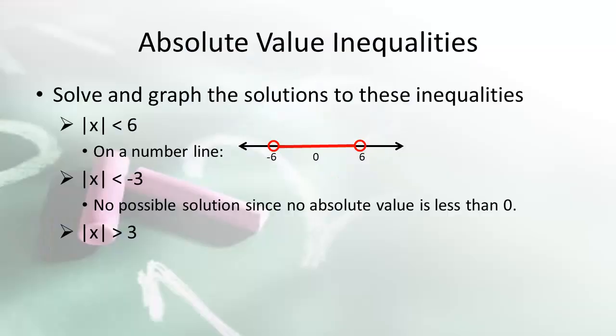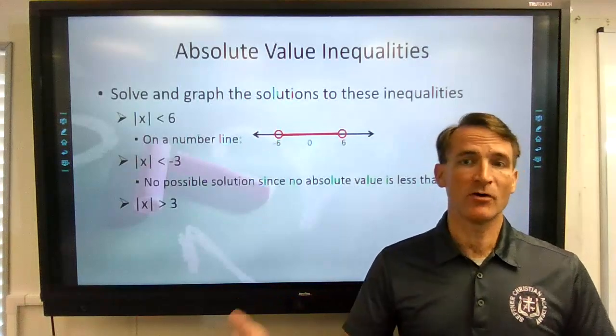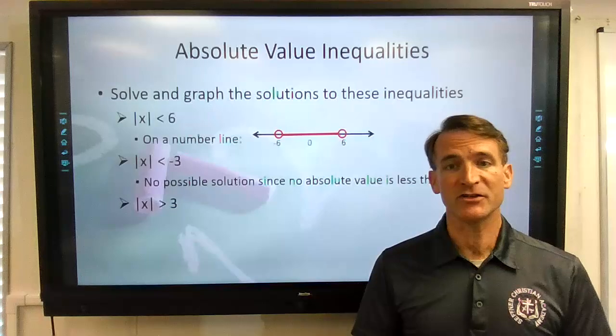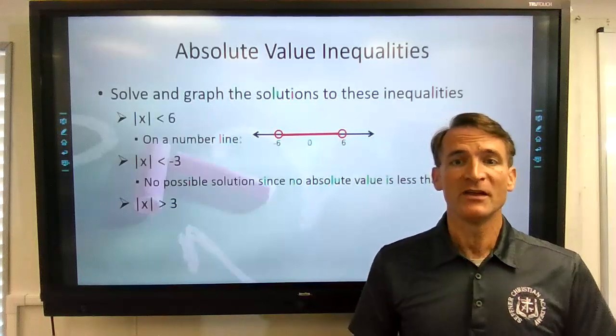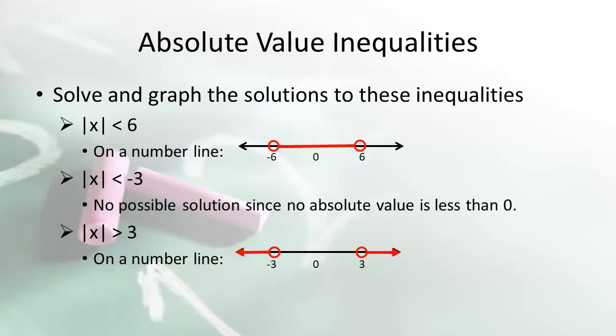Let's try absolute value of x is greater than 3. Here I have to be further away from 0 than 3. So I'm going to have a disjunction, or a union of sets. So -3 on down and +3 all the way up. It's going to look like this when I graph it on the number line.